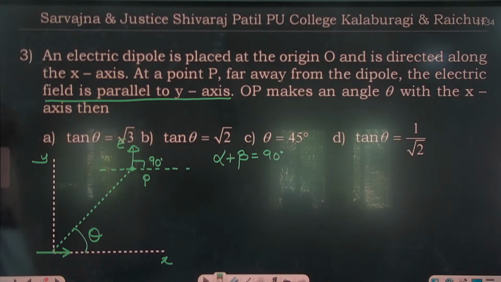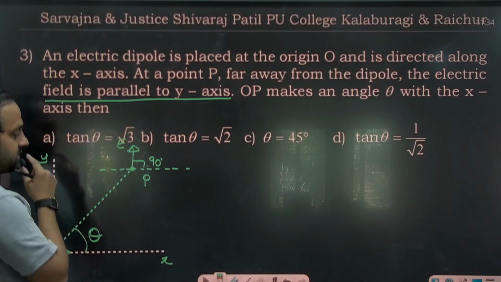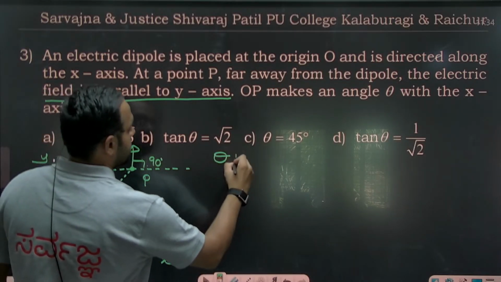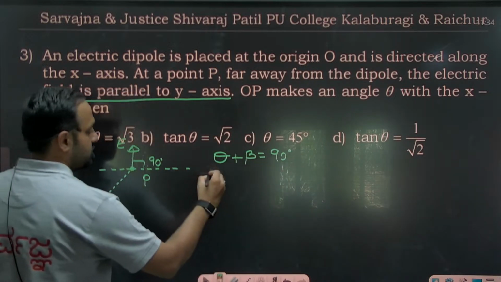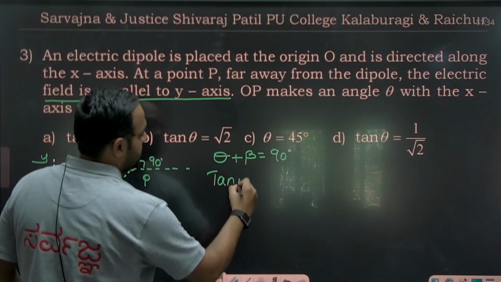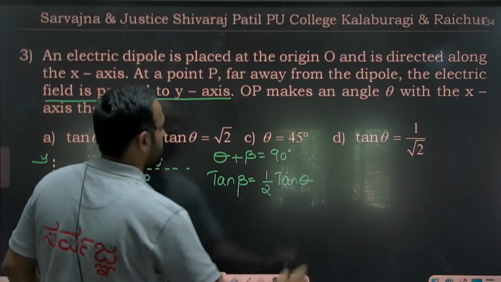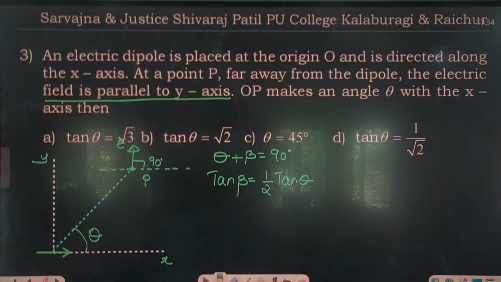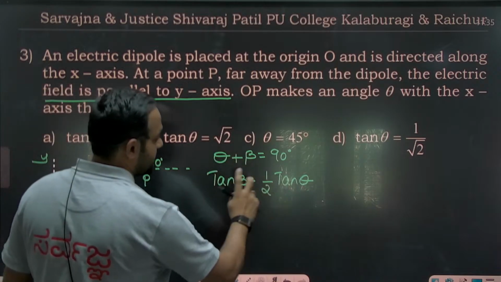Or in this case, let's say theta plus beta, because they have given this angle as theta. So theta plus beta is equal to 90 degrees, and we also know that tan beta is equal to 1 by 2 times tan theta. Can we find it? You have two equations and two variables, theta and beta.